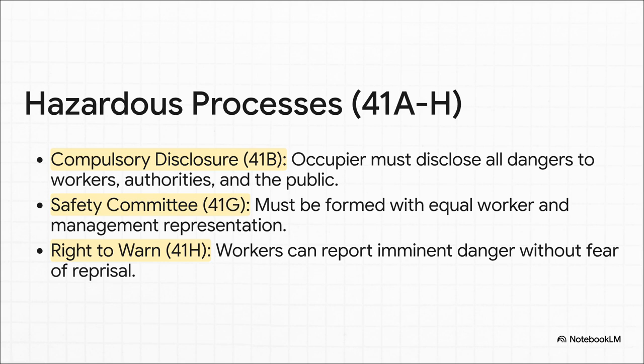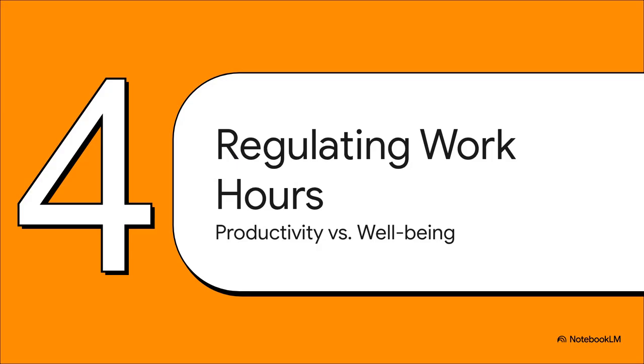Section 41B says you have to disclose all the dangers, no more secrets. Section 41G makes a joint safety committee mandatory, giving workers a real voice at the table. But the most important one might be 41H. It gives every single worker the legal right, a shield really, to warn about imminent danger without the fear of getting fired for speaking up. That is huge.